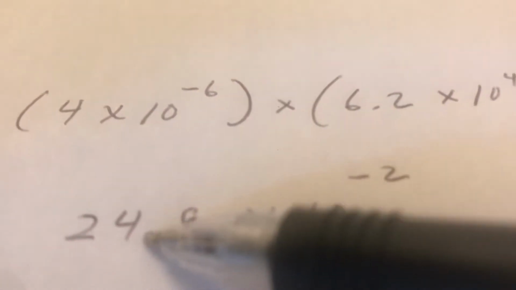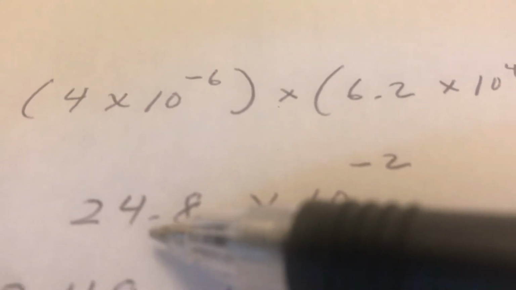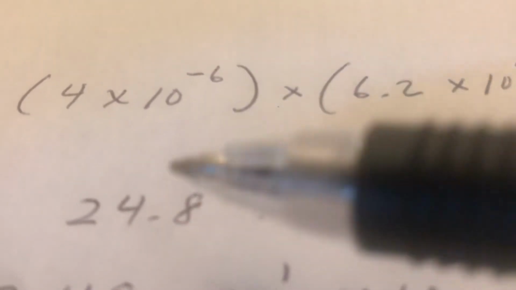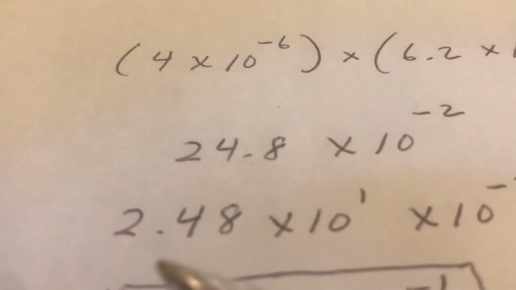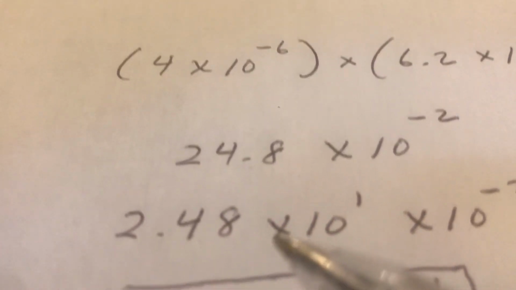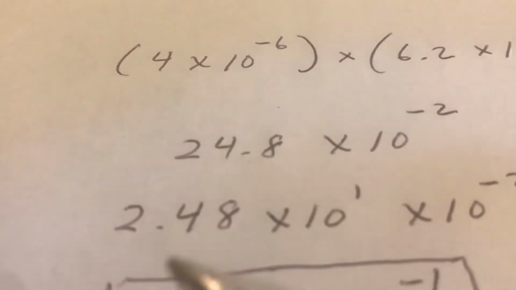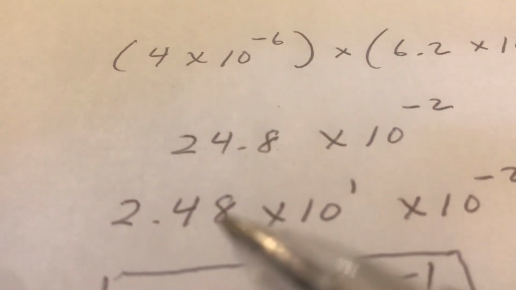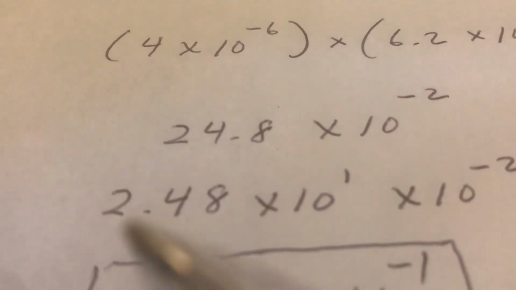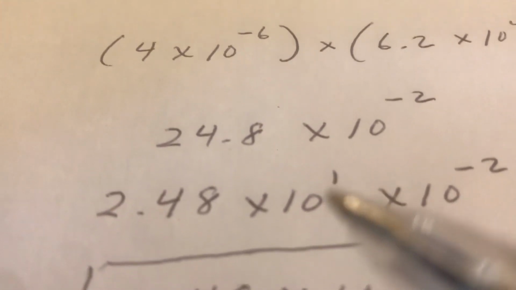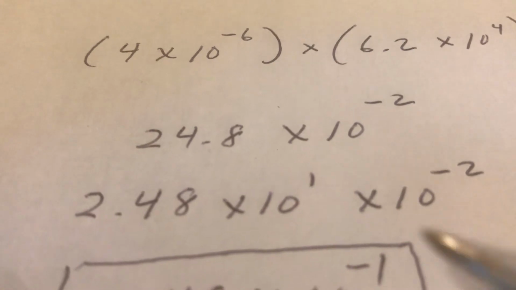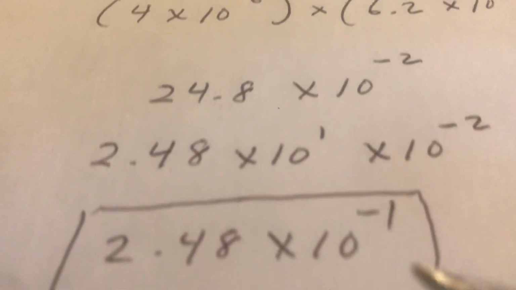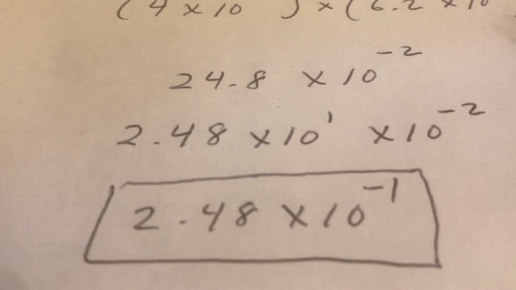This number always has to be between 1 and 10. Okay, it cannot be 10. It could be 1. So what I have to do is move the decimal 1 to the left. So I get 2.48 times 10. Now what power to make this look like that? Well, I have to move it to the right one to make it look like that. So 2.48 times 10 to the 1, and I still have my 10 to the negative 2. And so then I have to add the exponent. So I get 2.48 times 10 to the negative 1.